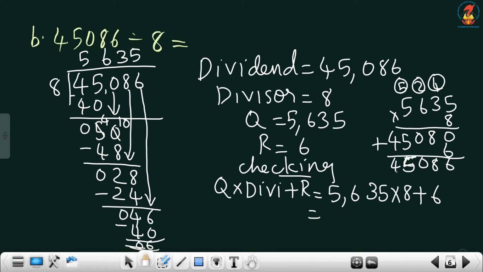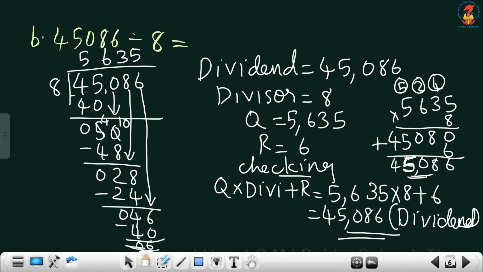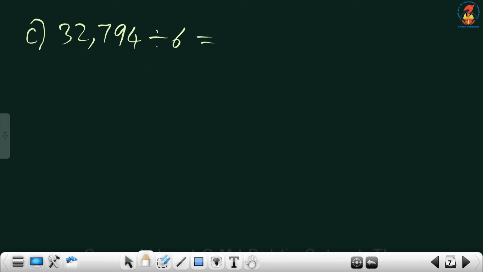I got 45,086. I got the same answer, that is our dividend. That means my answer is correct in the division, right? Is it clear? Yeah. Then the next one.